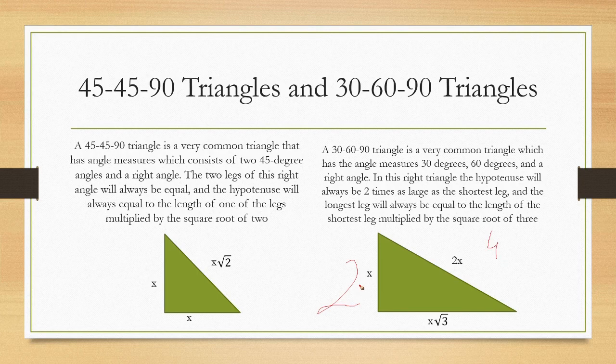And the longest leg will always equal the shortest leg multiplied by the square root of 3. So in this case, the longest leg will equal 2 multiplied by the square root of 3.